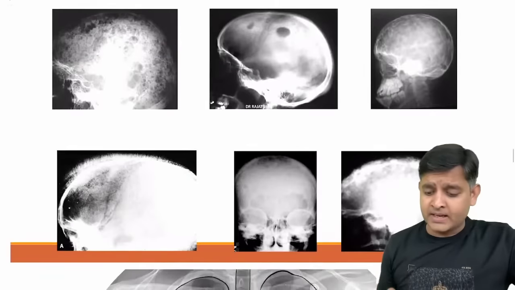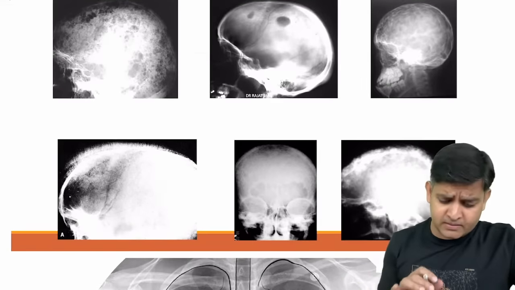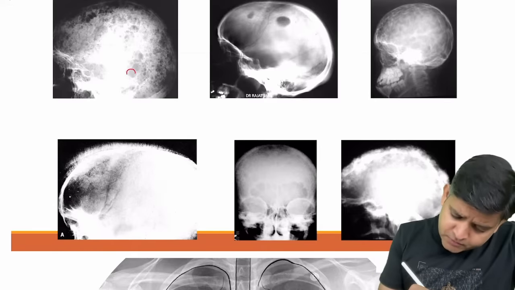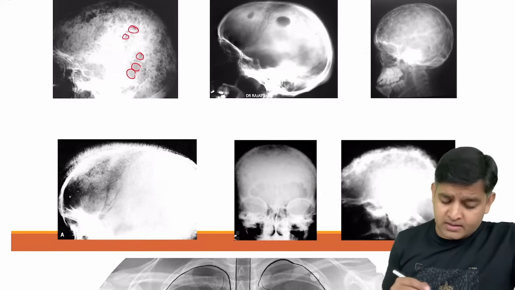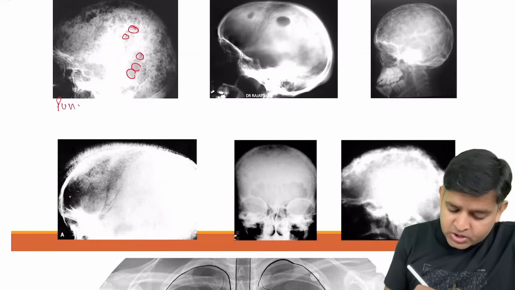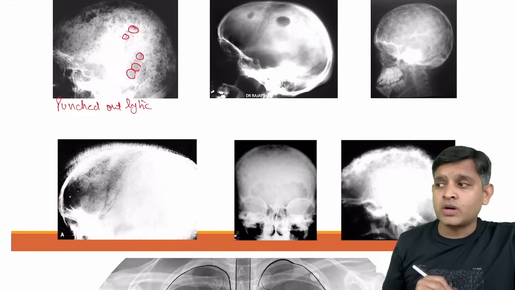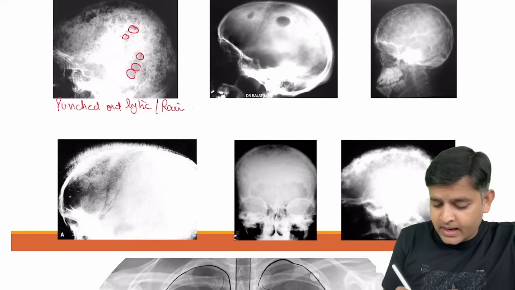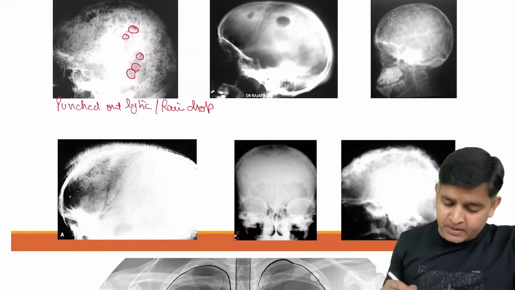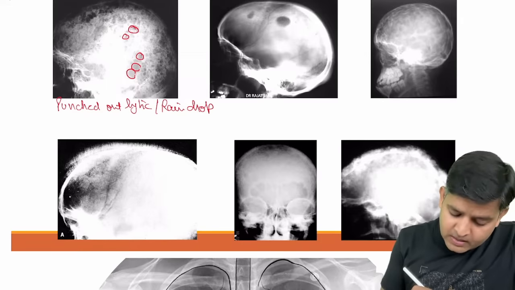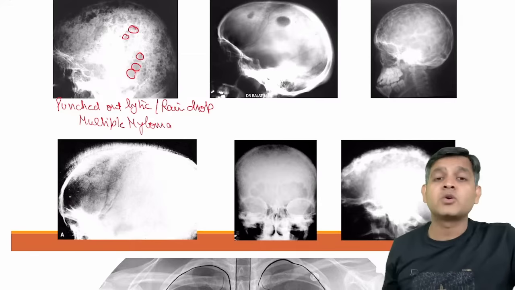The next very, very important pattern that you have to remember for the exam is the shape of skull. What are the shapes of skull? When you see a well-defined black lytic lesion in the skull, this is called as punched out lytic lesion, also called as raindrop appearance, which is a feature of multiple myeloma.